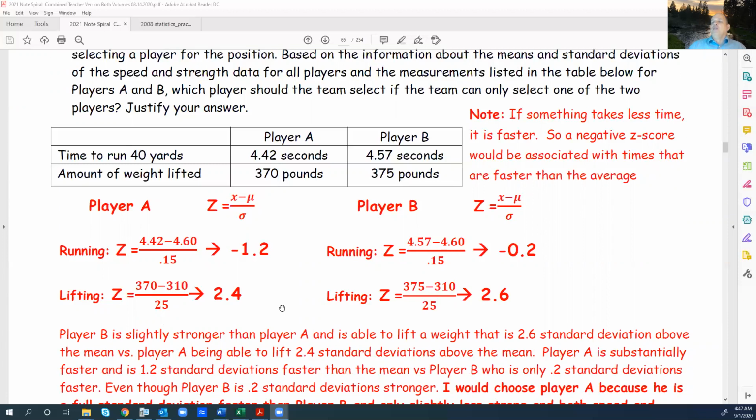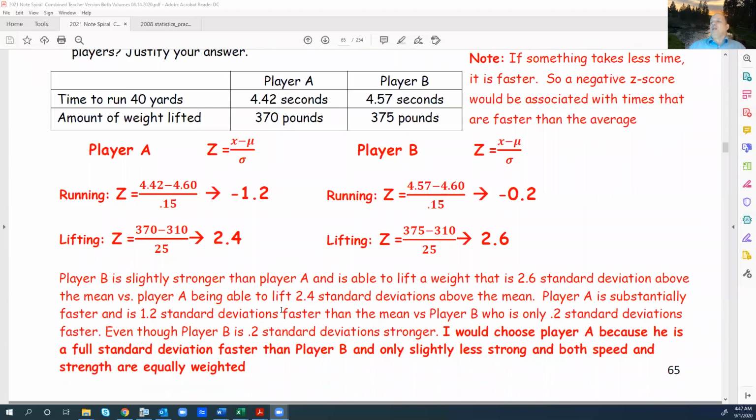So let's write this up. And before we write it up, let's talk about who we want. Well, I'm going to say that we want player A because he's a full standard deviation faster and only 0.2 standard deviations less strong. So player A is probably the better choice between the two.